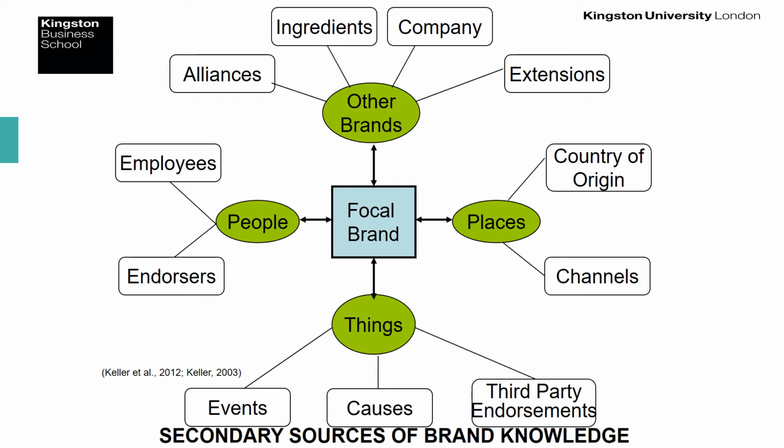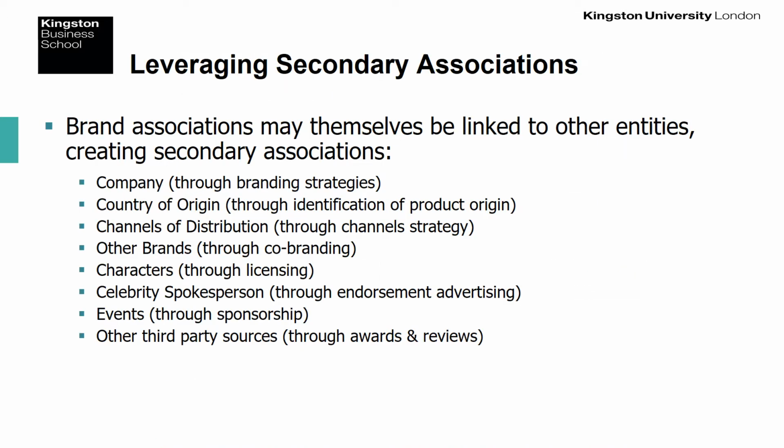So keep this diagram in mind, and you may want to stop the video and flip back to it from time to time just to refresh your memory. But this is the overarching framework which sets out all of the different types of secondary entity that we can associate a brand with. So this slide simply summarises what was on the diagram before. Brand associations can be created from linkages to other external entities, such as countries of origin, distribution channels, characters, real or imaginary, celebrities, events, and so on and so forth.